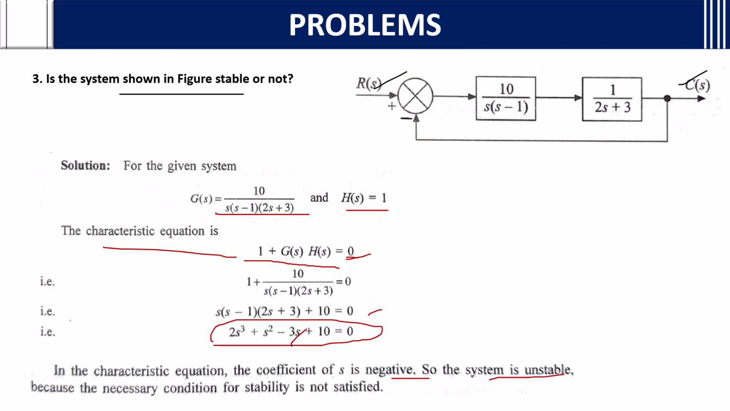You got to know the system is unstable because the necessary condition for stability is not satisfied. Why? Because all coefficients should be positive or all should be negative. But here almost all are positive and only one is negative, so the system is unstable anyway. So the system shown by the figure is unstable.